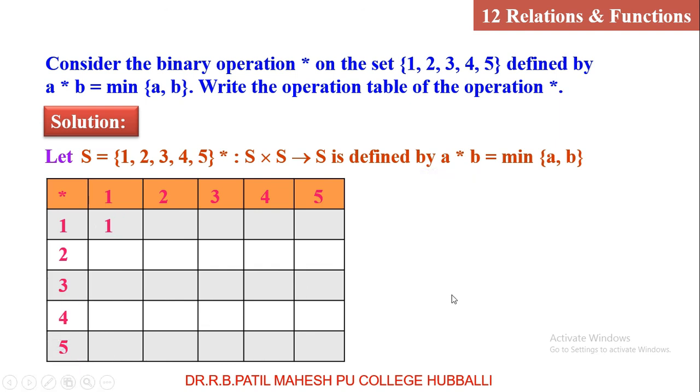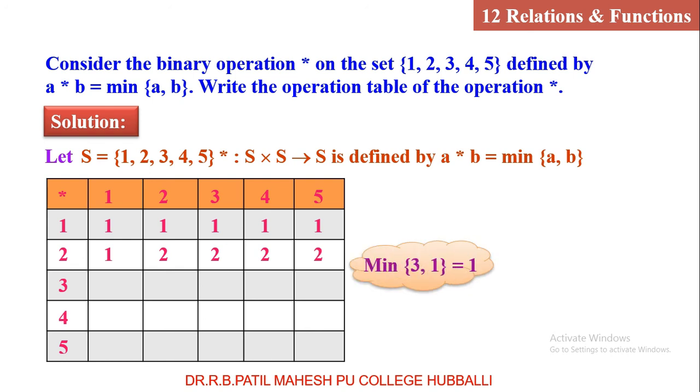Similarly 1 star 2, minimum between 2 and 1, that is 1. 1 star 3 again 1. 1 star 4 again 1. 1 star 5, the minimum between 1 and 5 is 1. So like this I am going to write the next box. 2 star 1, minimum value between 2 and 1 is again 1. 2 and 2 is 2 itself. 2 and 3 is 2. 2 and 4 is 2. 2 and 5 is 2. Like this I am going to write every row of the table.